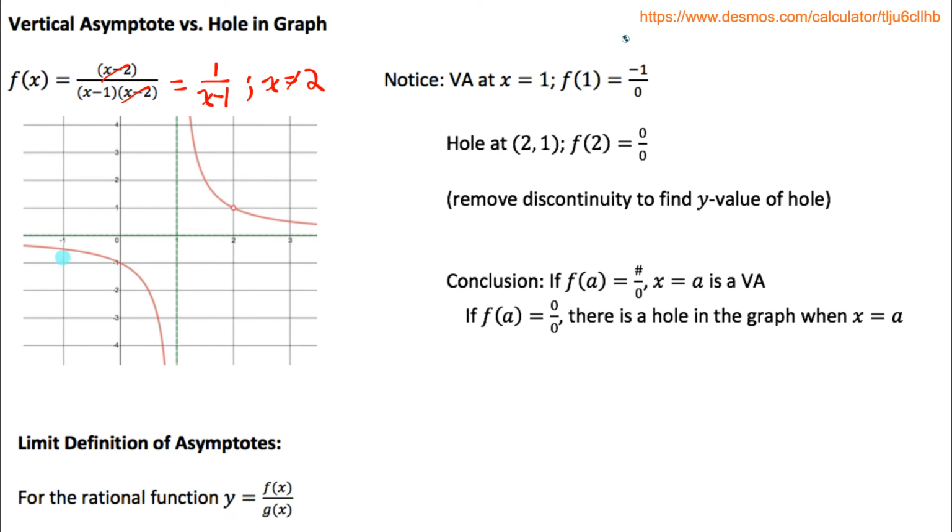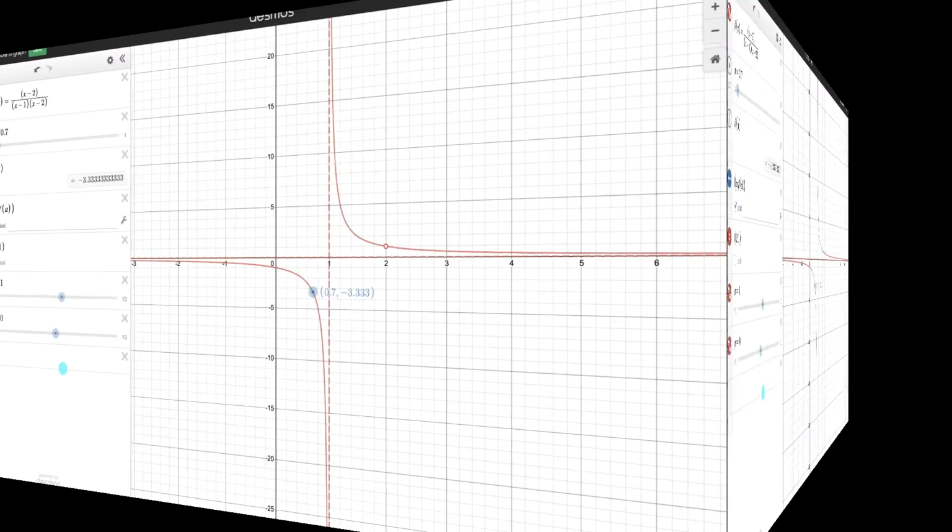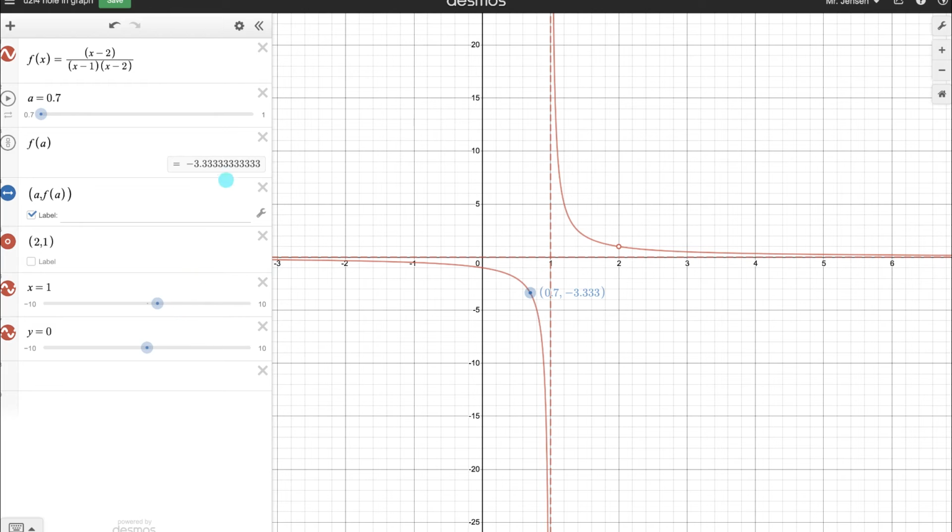And to the left, as I approach the vertical asymptote, it's going infinitely low. It's approaching negative infinity. And let me just show you on here. Pay attention to the value of the function. I'm going to approach an x value of 1 from the left. So pay attention to that point. Look at the y values as I approach an x value of 1 from the left.